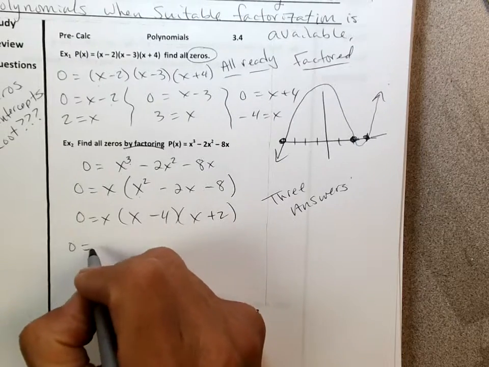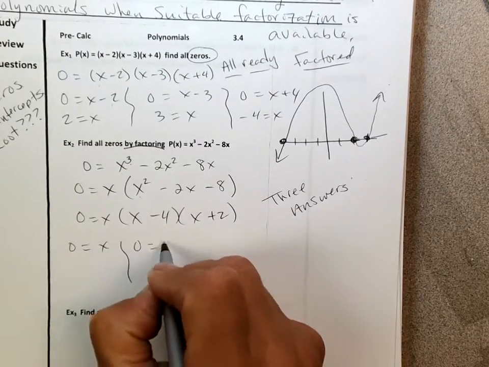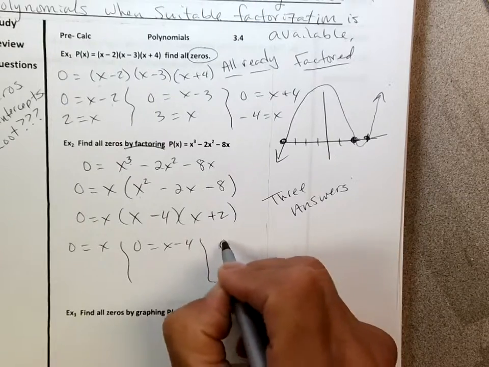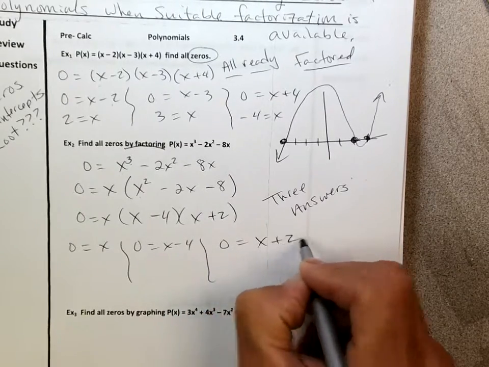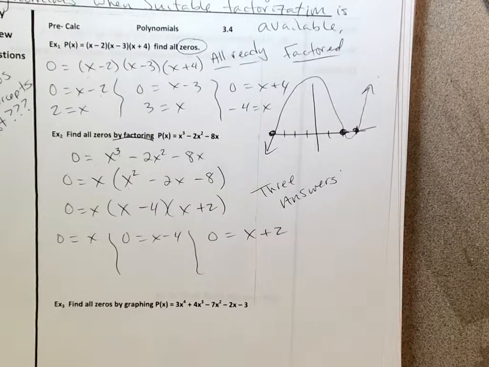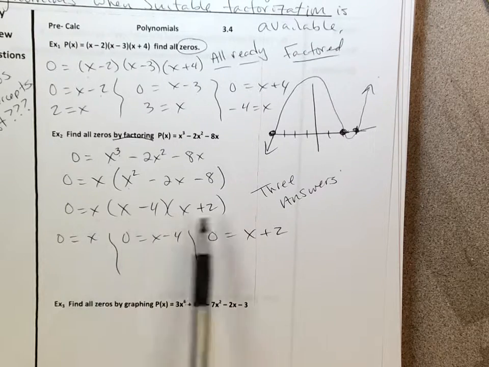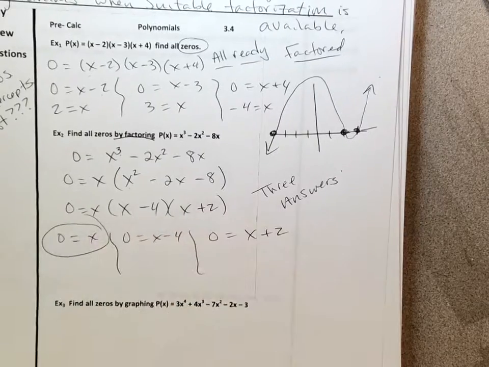So one is x equals 0. The other is 0 equals x minus 4. And the other is 0 equals x plus 2, right? So you set all 3 factors equal to 0 to find out when they're equal to 0, right? So I put all 3 factors equal to 0. So one answer is easy, x equals 0, right?